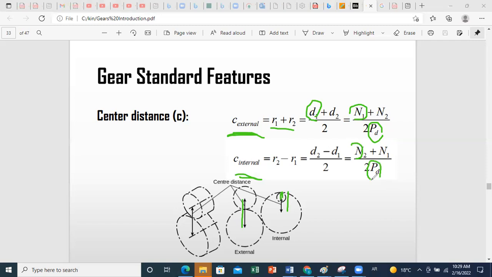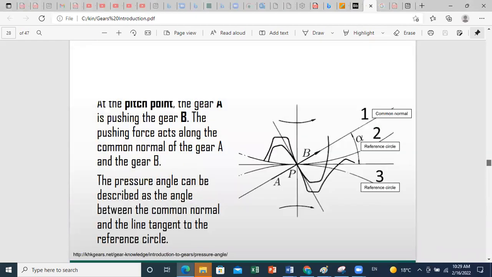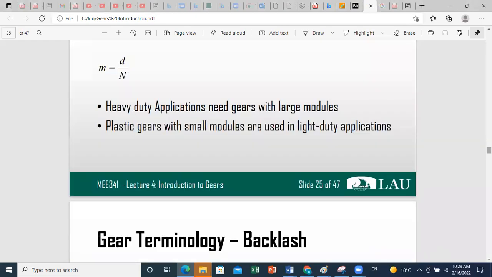What is the difference between pitch and diametral pitch, like on the figure? Yes, I will show you this on the figure to see the difference. If we go back to when we did the definition, here.